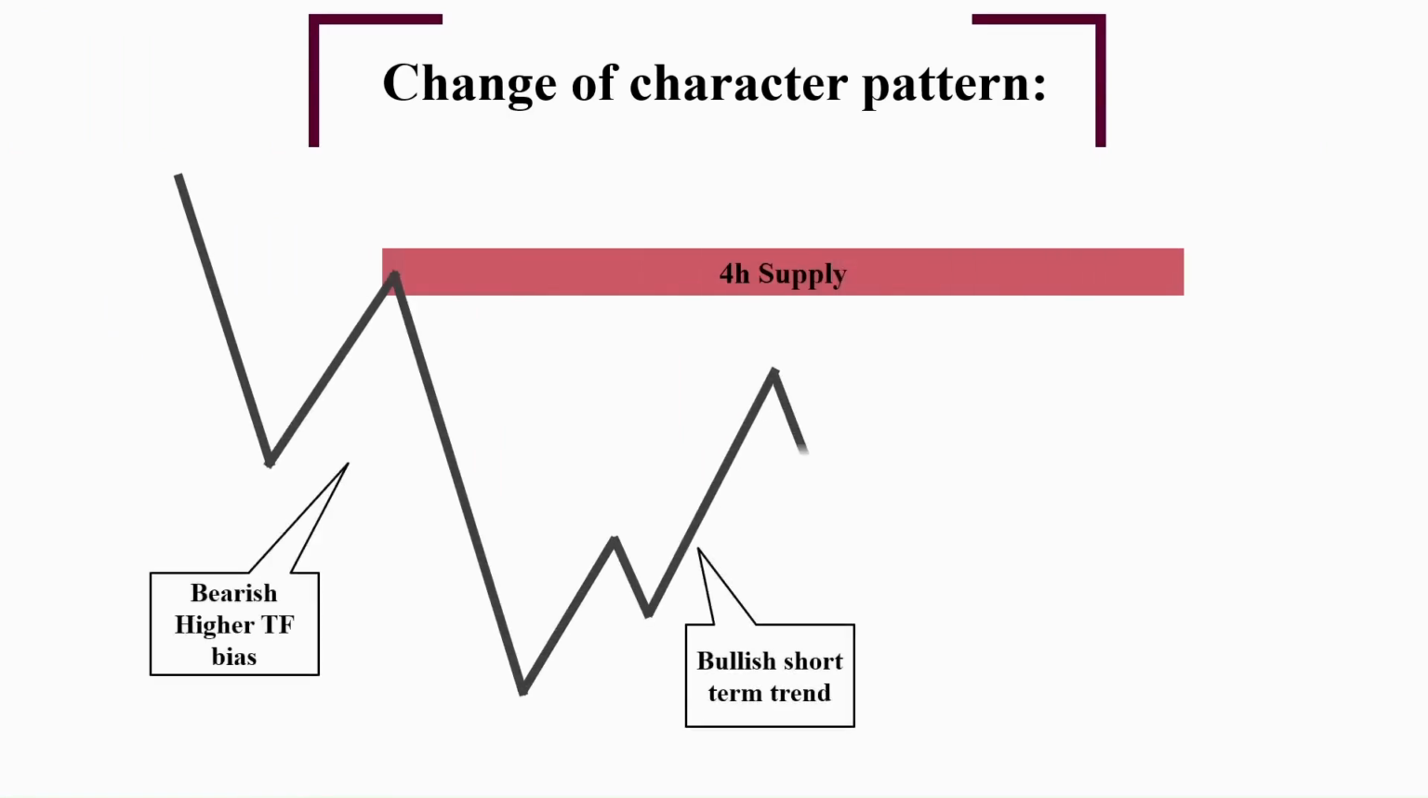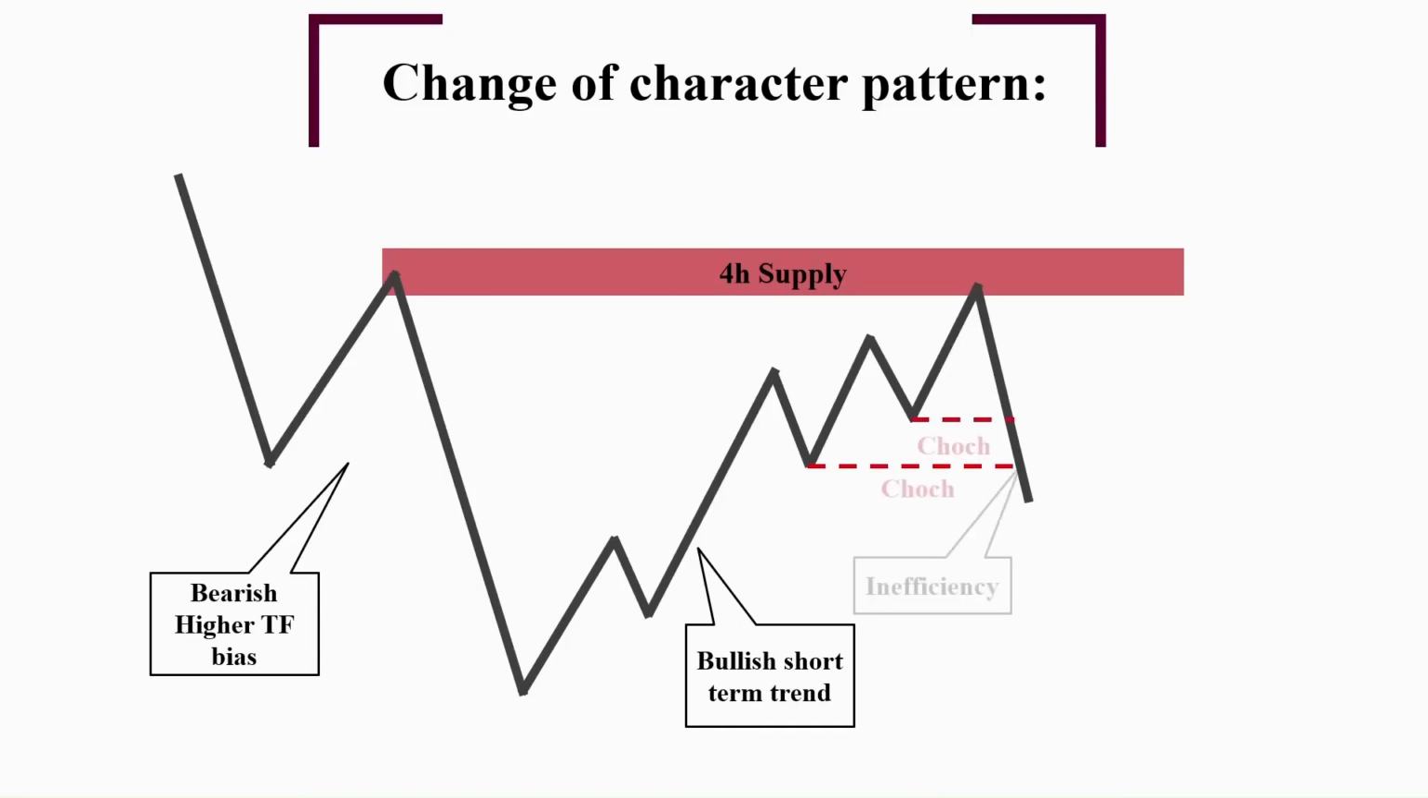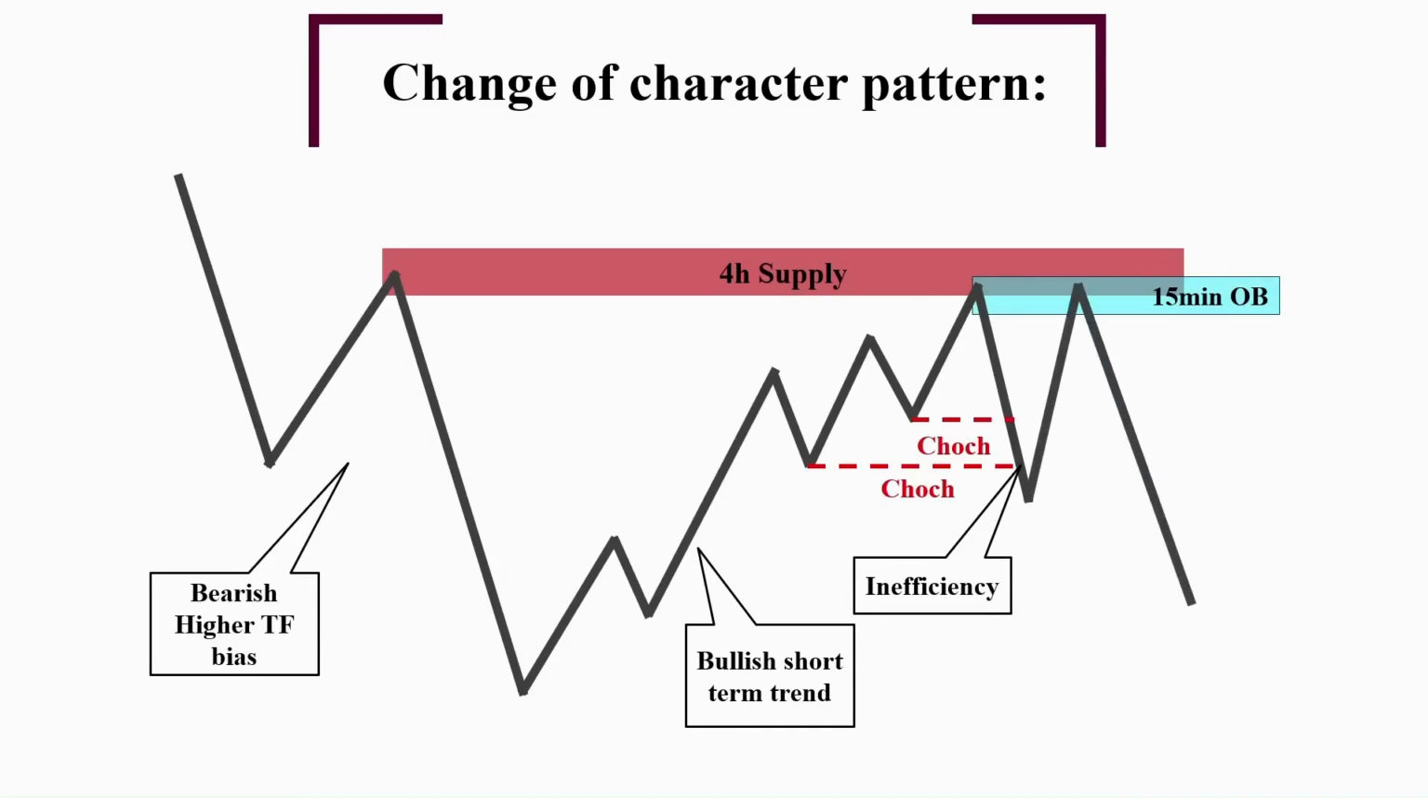We call this the change of character pattern. This pattern forms after mitigating a higher time frame supply or demand, meaning that we always trade this pattern if we have the market in our direction in higher time frames. Here, our higher time frame direction is bearish. After mitigating the supply zone, our short-term trend changes character with inefficiency, leaving a perfect supply zone. So when the price gets back to this level, we will execute our short entries.